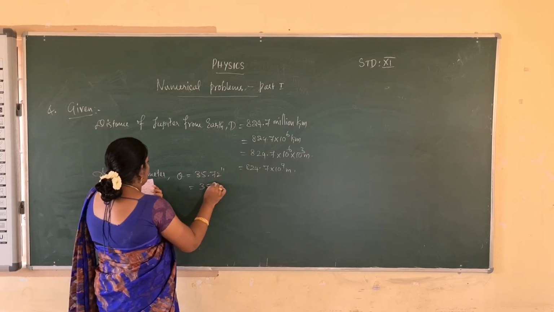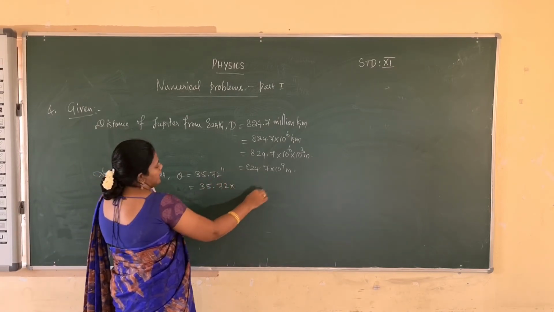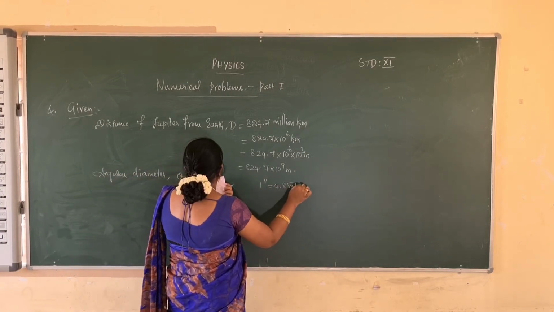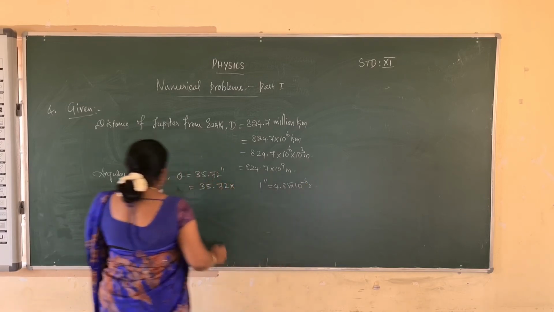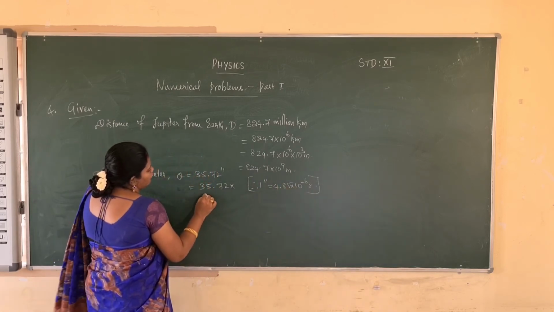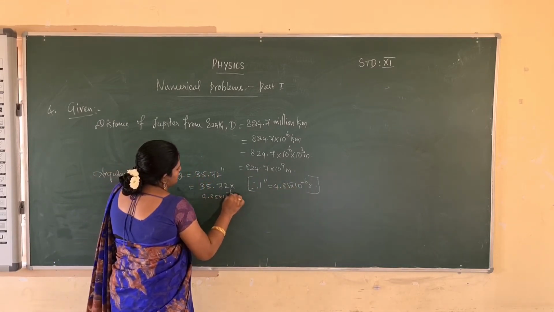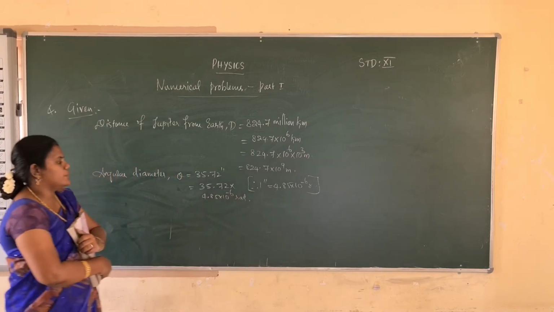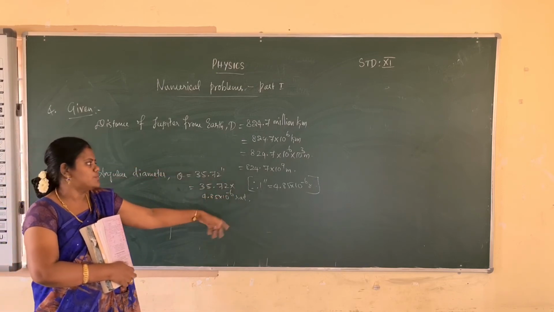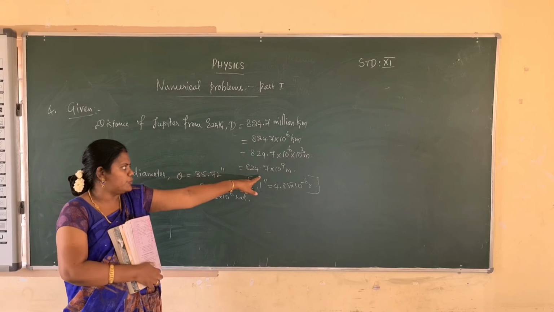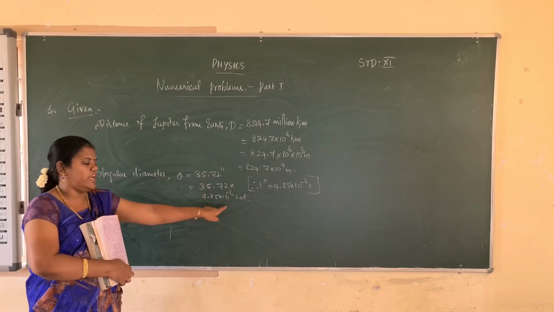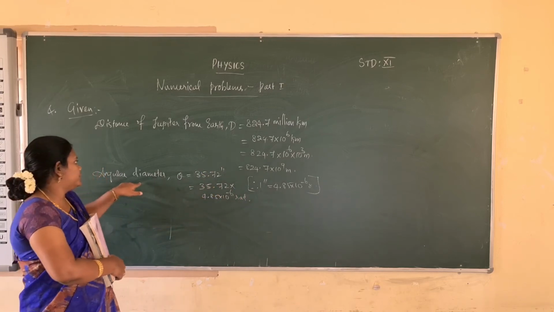So 35.72 into 1 second is equal to 4.85 into 10 power minus 6 radian. So it will be multiplying 4.85 into 10 power minus 6 radian. Radian is the SI unit of angular diameter. So all the values will be converted into SI unit form. First, million kilometer will be converted into meter, the SI unit. Then the angular diameter given in seconds will be converted into radian, because radian is the SI unit of angular diameter.